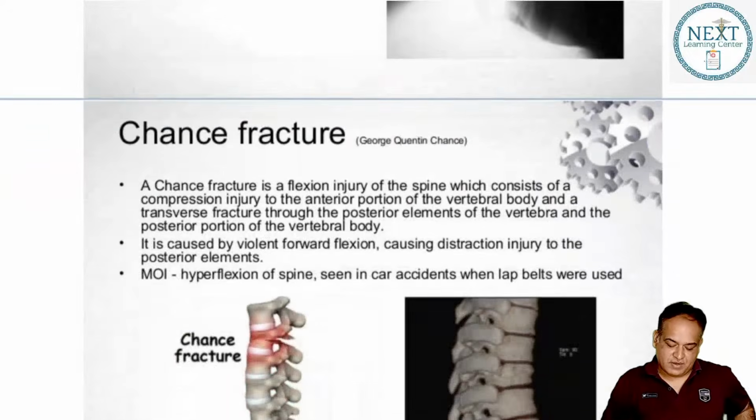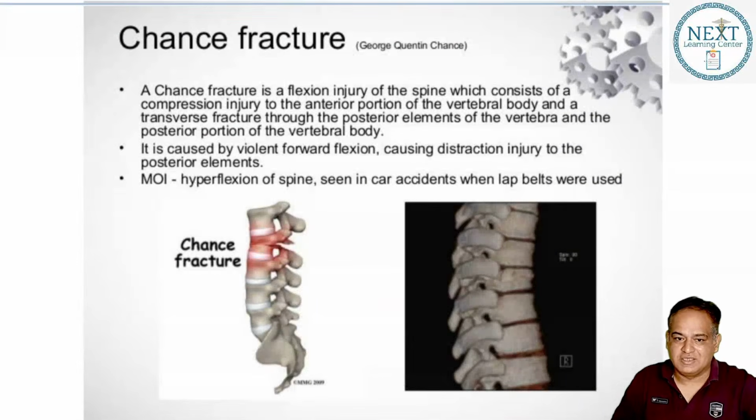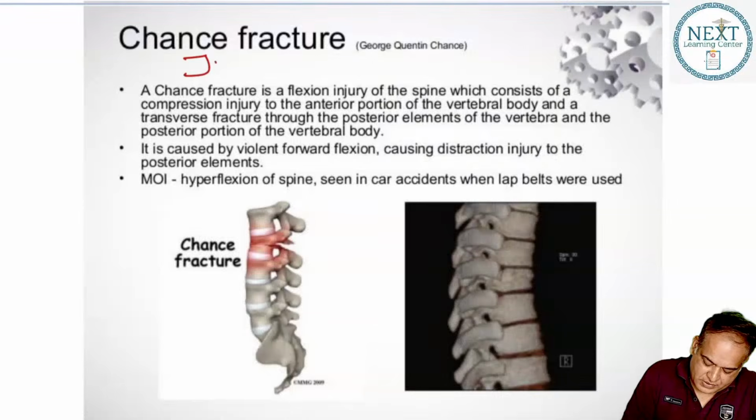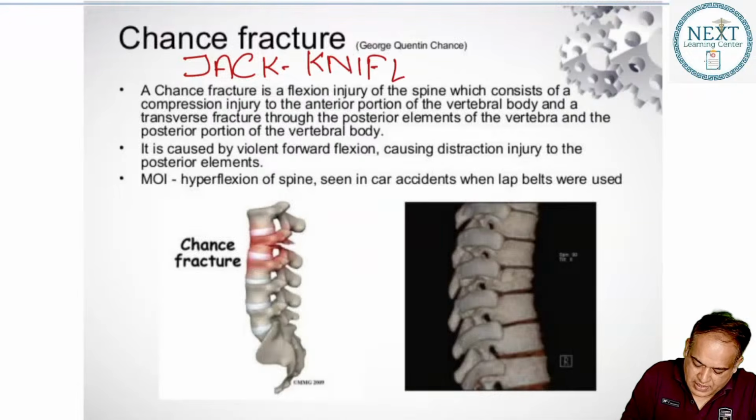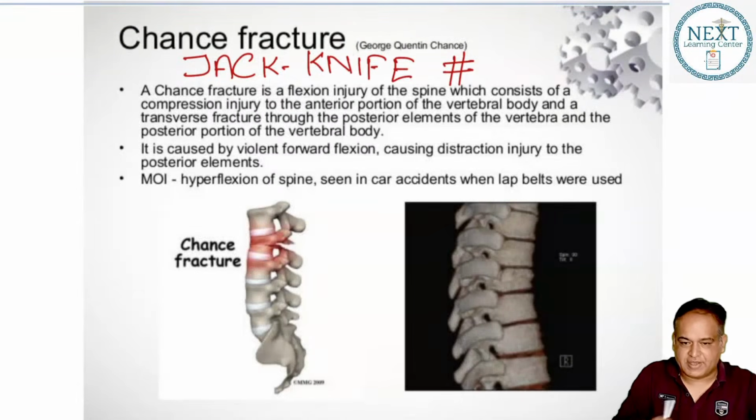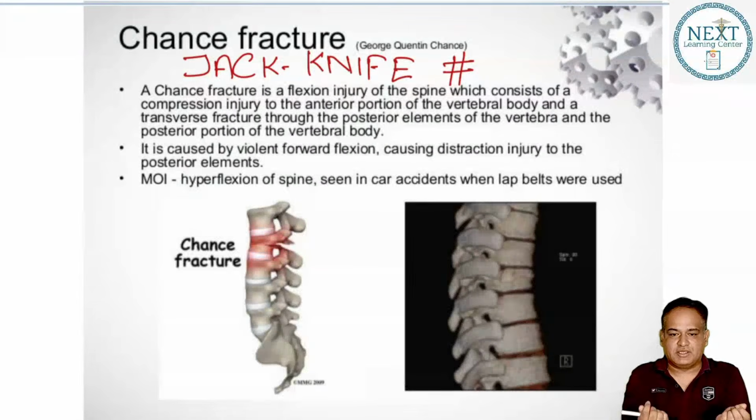C6 or C7 avulsion fracture. Chance fracture. Remember, chance fracture came in this year exam. Chance fracture is also called as jackknife fracture. Jackknife क्या? रामपुरिया चाकू. वो खोल के बंद हो जाता है, जो फोल्ड हो जाएगा फिर खुल जाएगा.